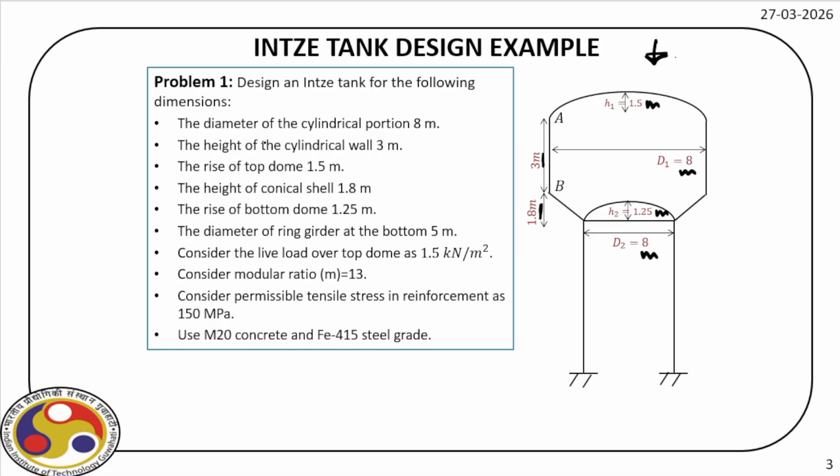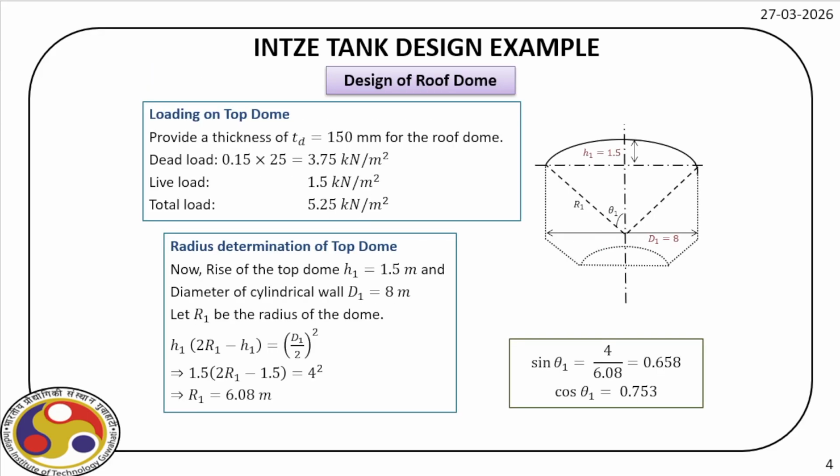So that's the geometry given, and then we have to consider the live load at the top of the dome as 1.5 kilonewton per meter square. So here live load is for maintenance and other purposes. Then the permissible tensile stress of reinforcement is 150 MPa. And we use M20 concrete and Fe 415 grade of steel. So with that, let us see how we can design the critical components for this Intze tank.